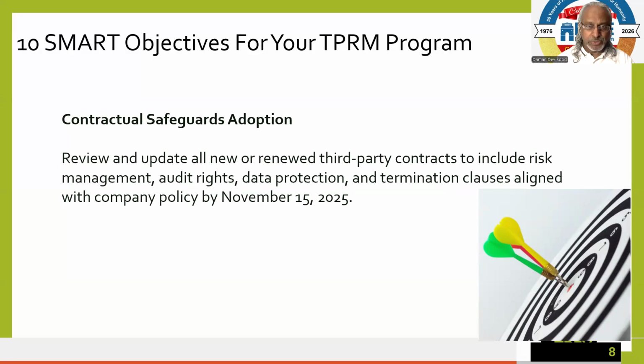Contextual safeguard adoption is the next measurement objective I would like to give in a TPRM program that is SMART. Review and update all new or renewed third-party contracts to include risk management, audit rights, data protection, and termination clauses aligned with company policy by November 15 of this year.